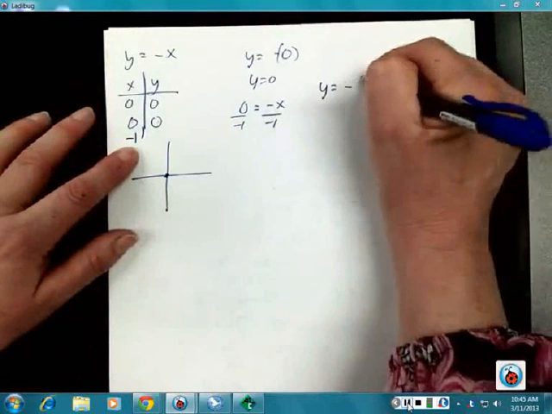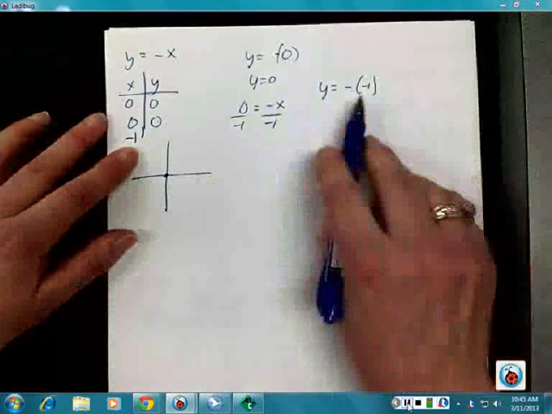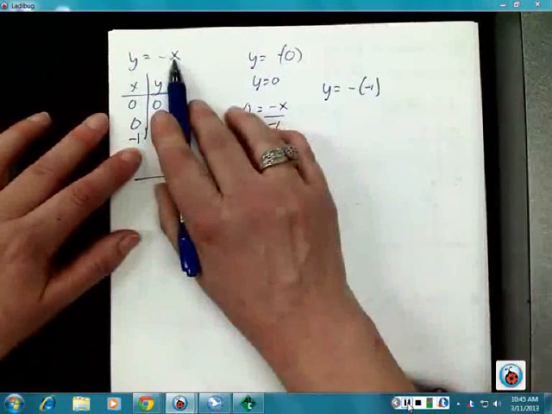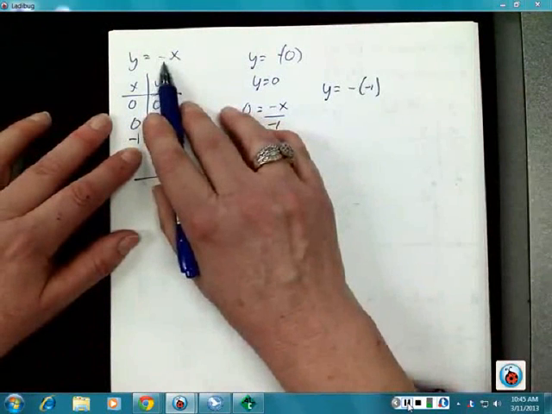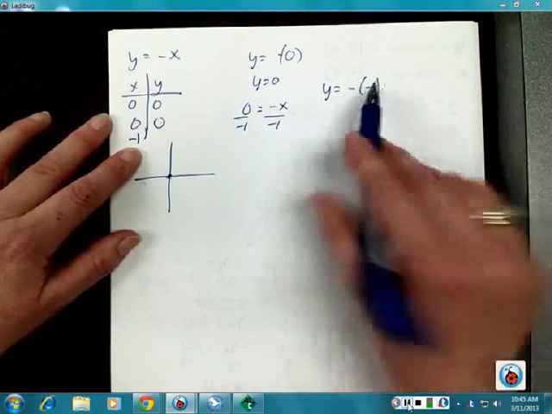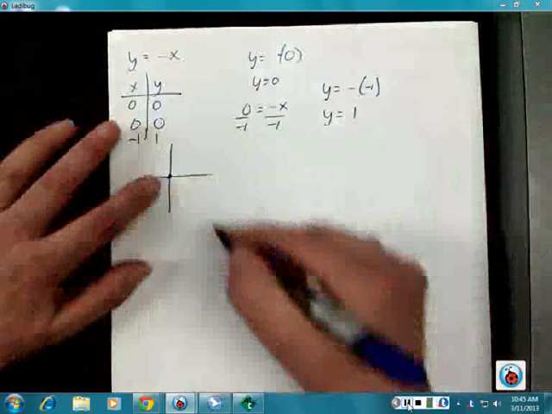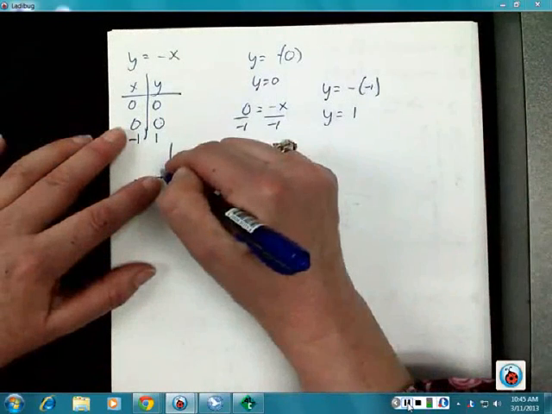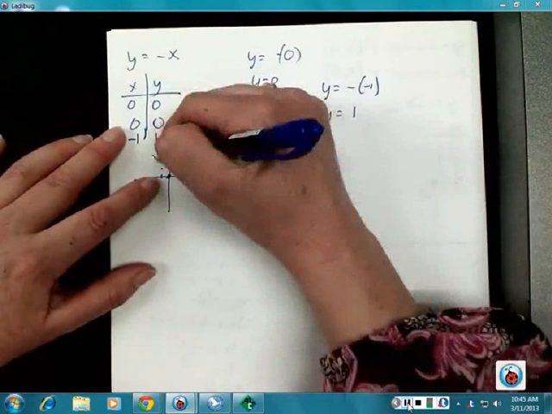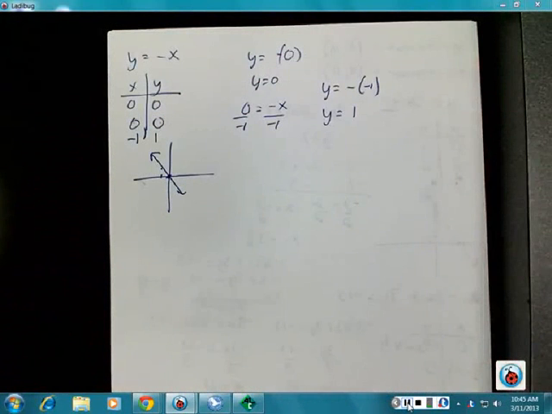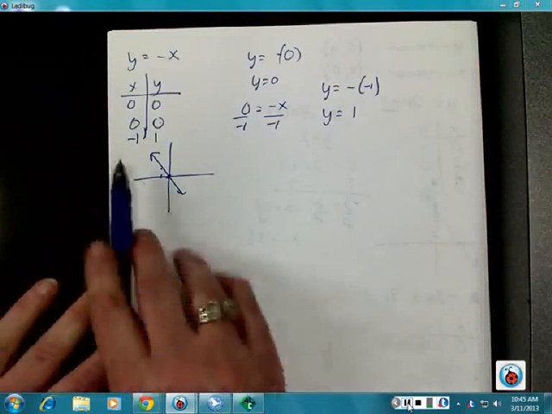Y equals a negative times a -1. Now when you're substituting in, you're replacing x. You're not replacing the negative out in front. So a -1 times a -1 is a +1. So when I'm at a -1, I'm going to be up at 1. So this graph is really doing something on this order. Okay? So it's crossing there in the center, and it's giving you that type of graph.